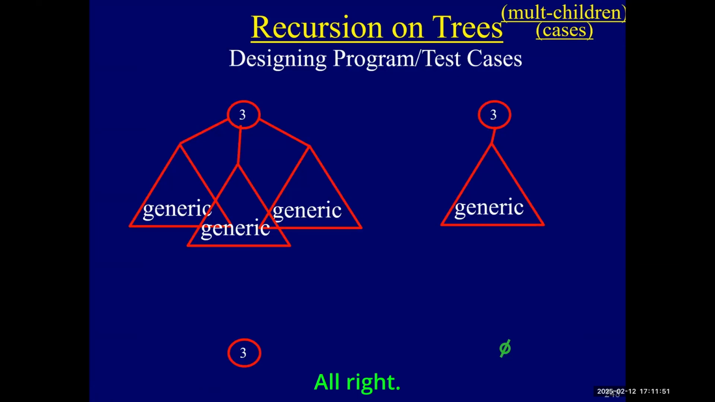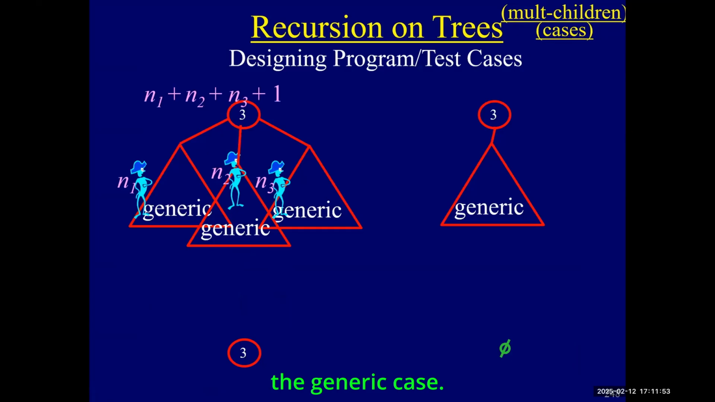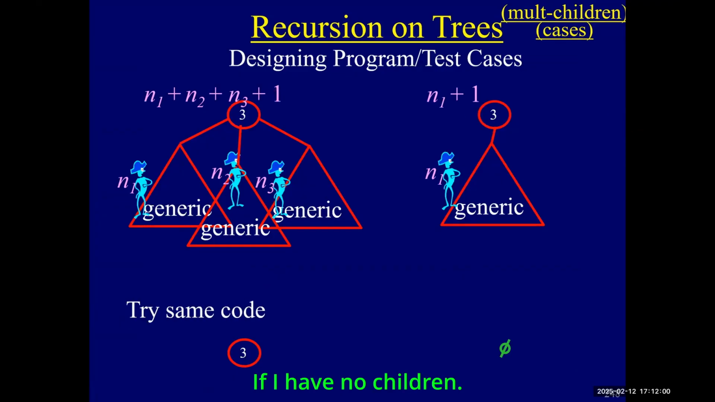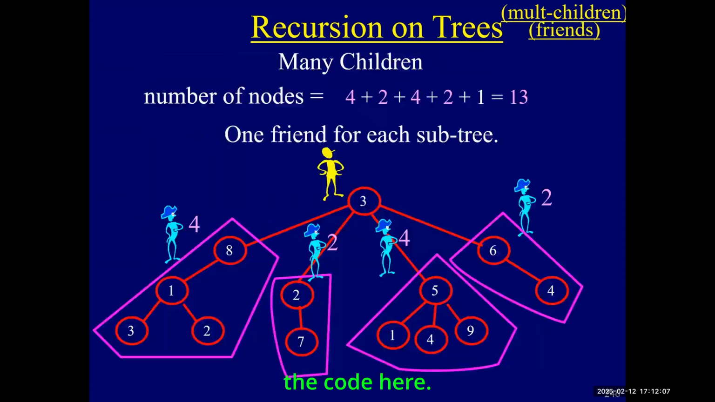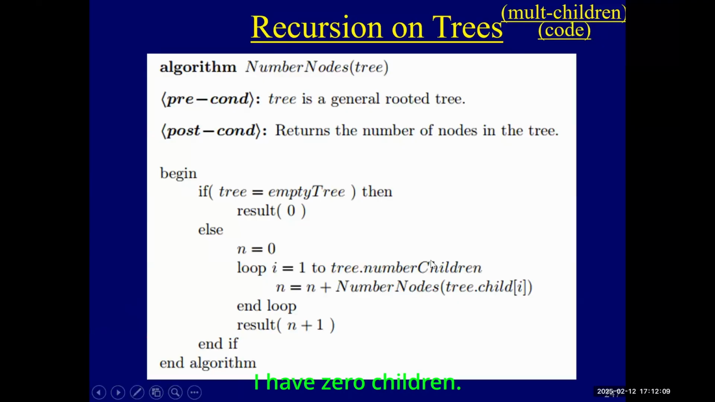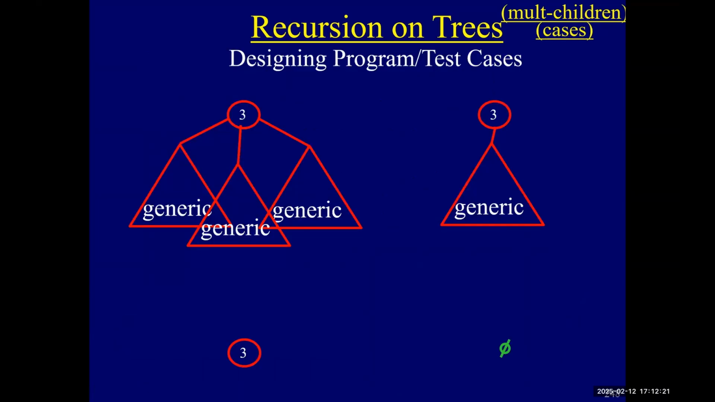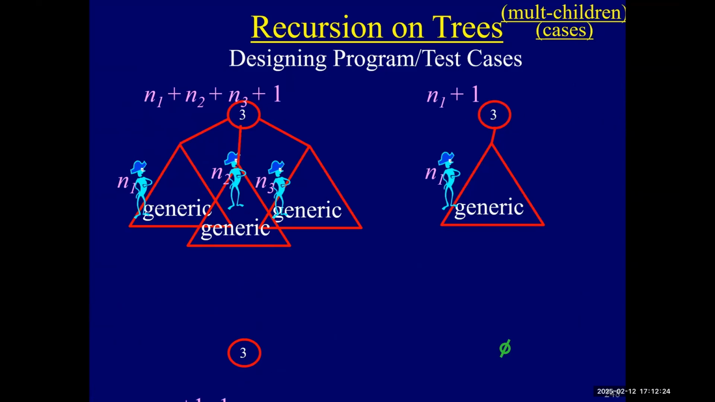All right. So does it work? Yeah, there's the generic case. If I have one child, yeah, it just has one friend. If I have no children, how many times does it go around the loop? 0, right? You look back at the code here, right? I have 0 children. It's going to do this loop 0 times, and return 1, right?